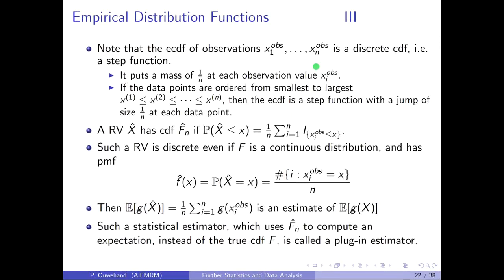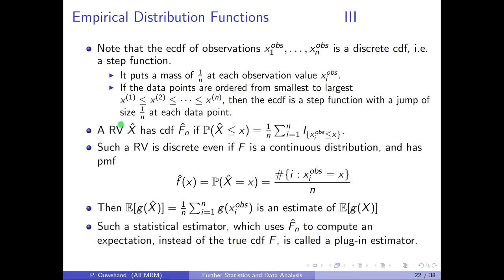As was illustrated by the previous slide, the ECDF of some observations x1 up to xn is always a discrete CDF. In other words, it's always a step function. It will put a mass of 1 over n at each of the observation values xi, where n is the number of observations. So if you order the data points from smallest to largest, in other words, x1 is the smallest data point, x2 is the second smallest, etc., then the ECDF will be a step function with a jump of size 1 over n at each data point. If two of the data points happen to be the same, for example, then there will be a jump of size 2 over n there.